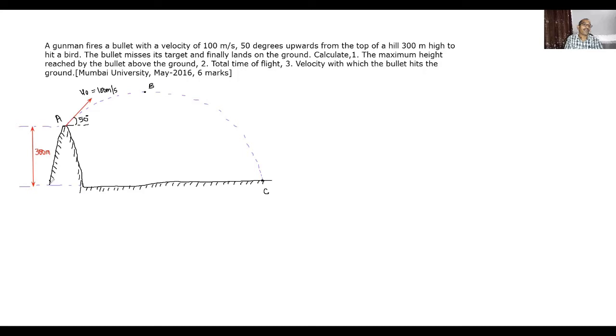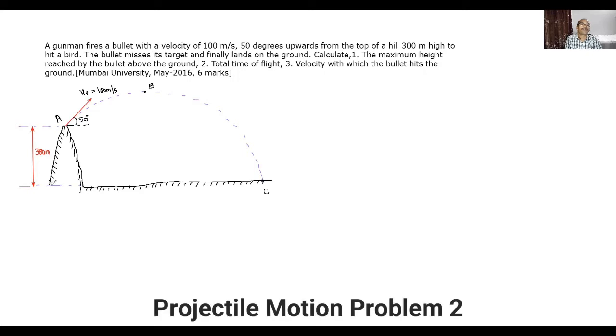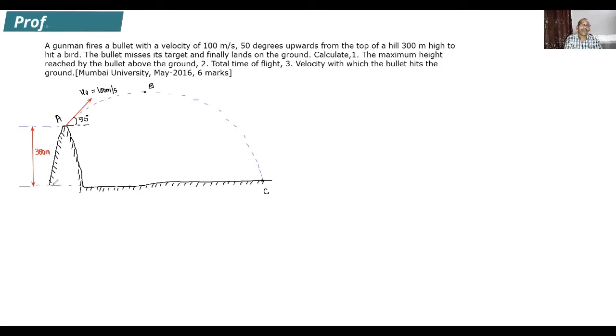In the figure, you can see on the left side is a hill whose height is 300 meter. From the top of a hill 300 meter high, to hit a bird, the bird in the air anywhere, that may be given, right? To hit that bird, this bullet is fired. The bullet misses its target and finally lands on the ground. That means the bullet doesn't strike the bird, so there is no part of the bird in the solution of the problem. The motion is of the bullet from the top of the hill up to the ground.